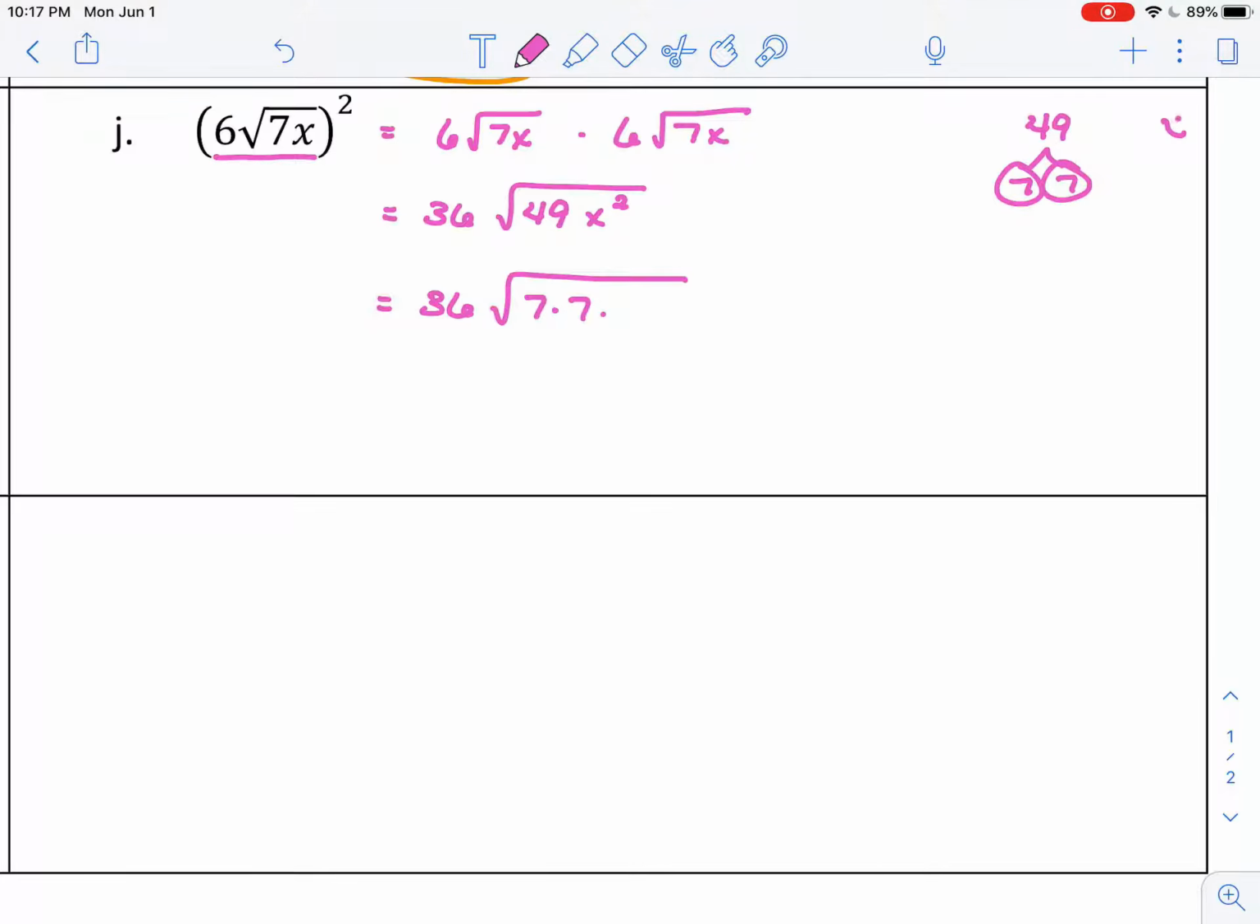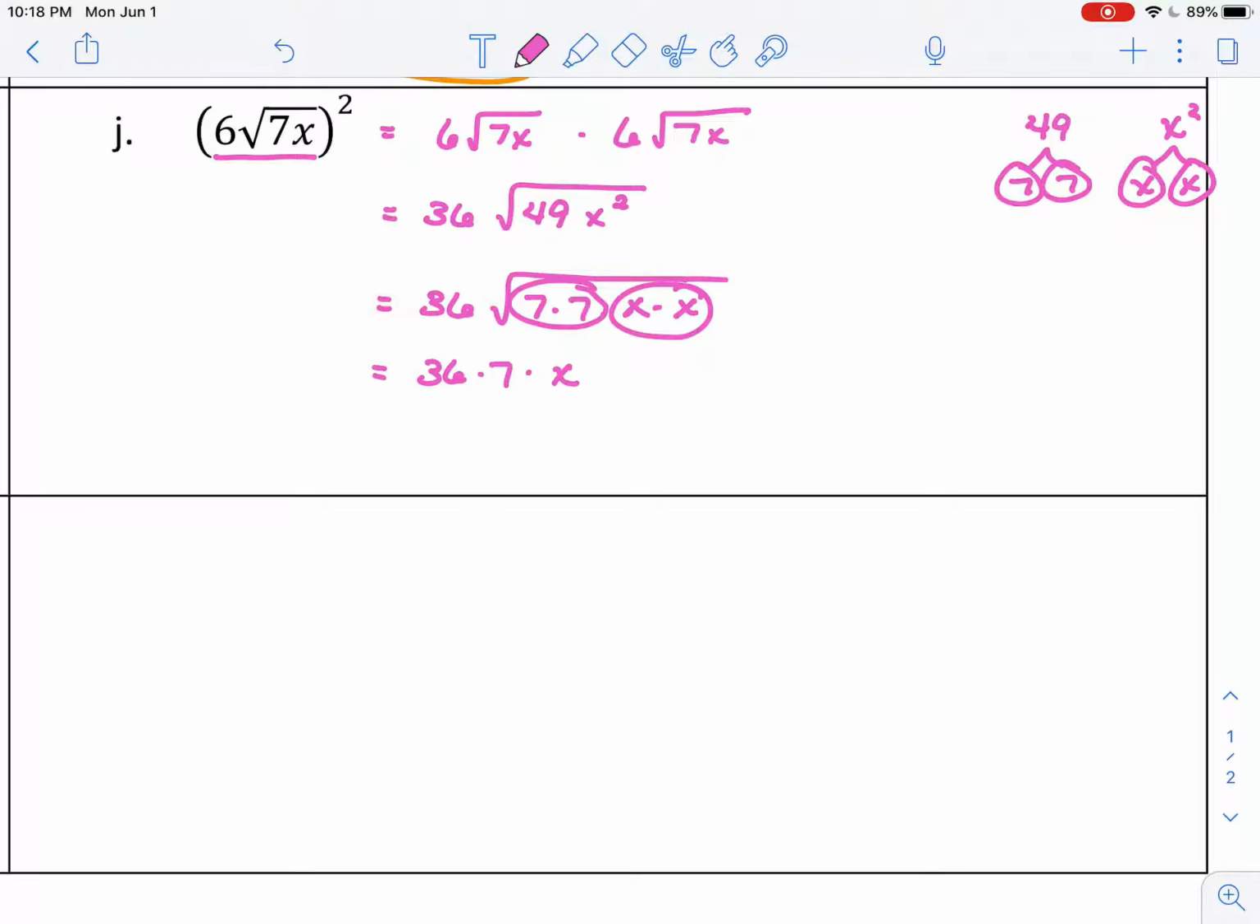X squared, remember, was x times x, so these are broken apart as far as they're going to get. So my prime factorization would also include an x times an x. Pairs make perfect squares. The square root of 49 is the number 7. X times x is just a plain old x.